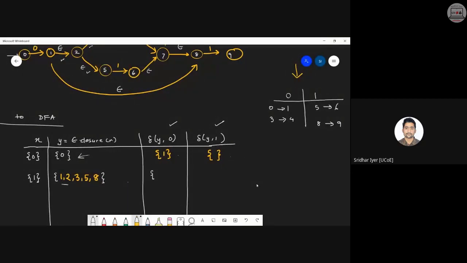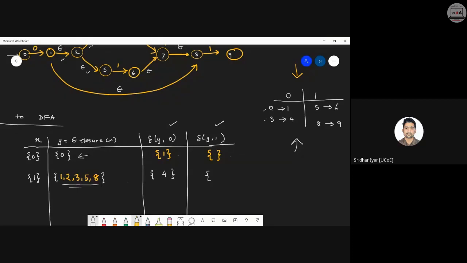Out of these five, you only have to consider whether any state has a transition on 0 or 1. You can refer to this particular table on the right hand side. Simply check whether 0 or 3 are present in this set. No, 0 is not present, but 3 is present. So 3 is going to 4, and I can simply write 4 over here. Nothing else is present because it's a simple shortcut.